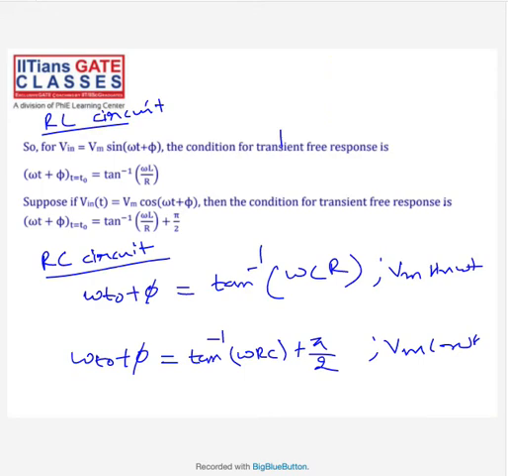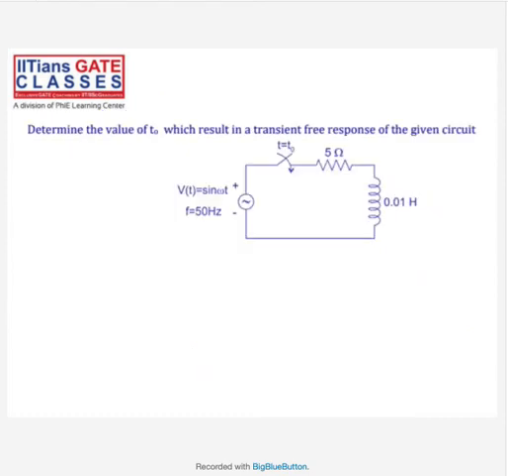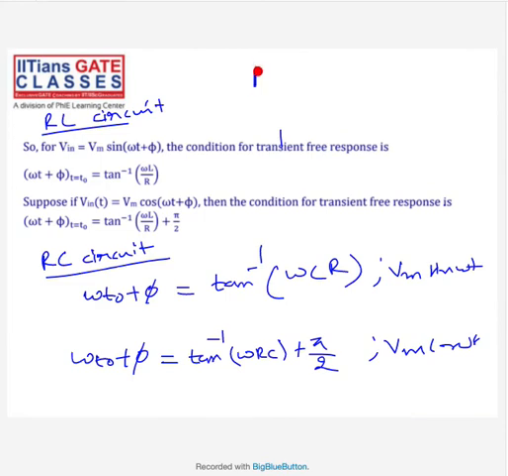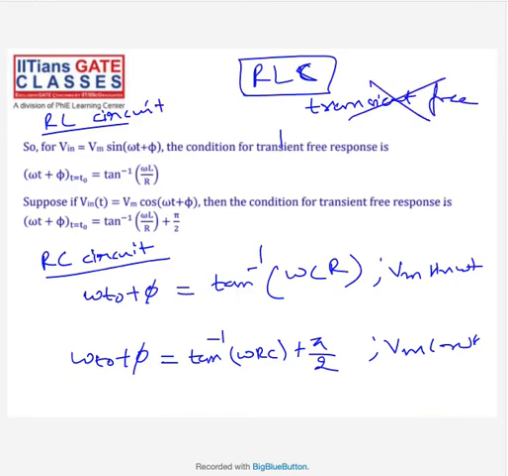Also in an RLC circuit, you can't get transient free response, because one of these terms will always be present. The sinusoid will always be present, so it cannot be 0. Both sine and cosine cannot be 0 at the same time. So RLC transient free does not exist. For an RL circuit, these are the conditions.